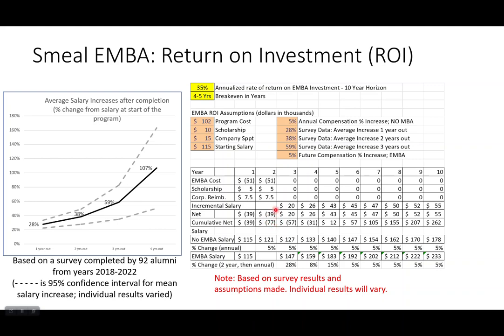So what that means is that on average, you've earned over this 10-year horizon a 35% annualized return on your $77,000 investment. So what I want to give you is just a framework to think about whether or not an EMBA is a good investment for you. And again, it's based on your actual outcomes. So individual results will obviously vary. Many students did much worse and much better than these averages. So I hope this framework was useful.